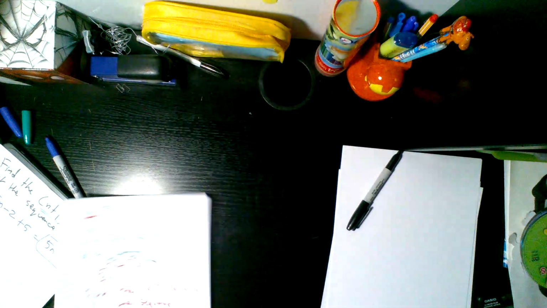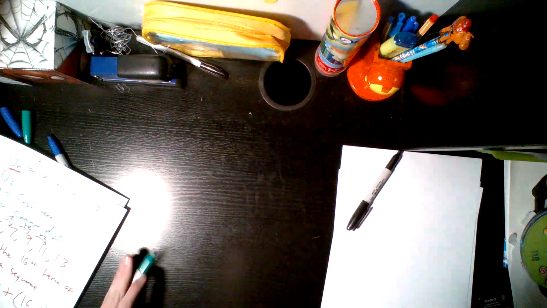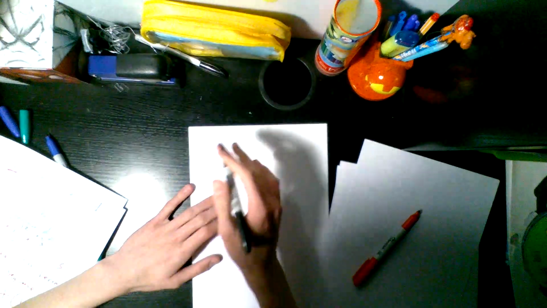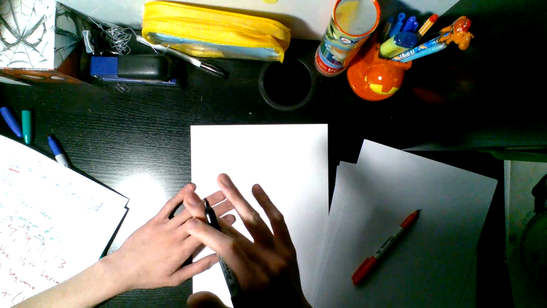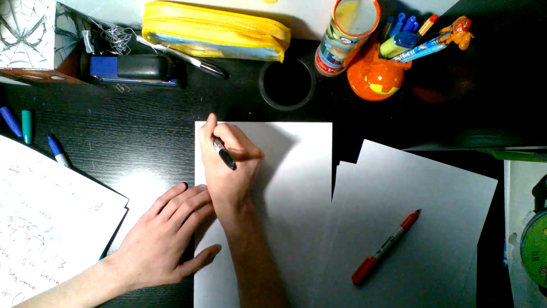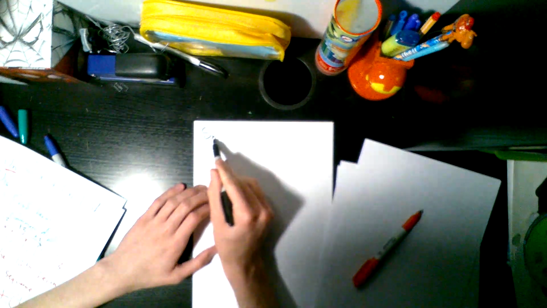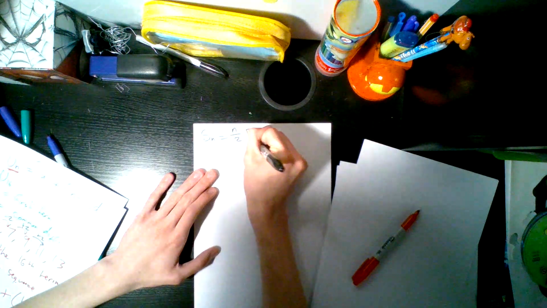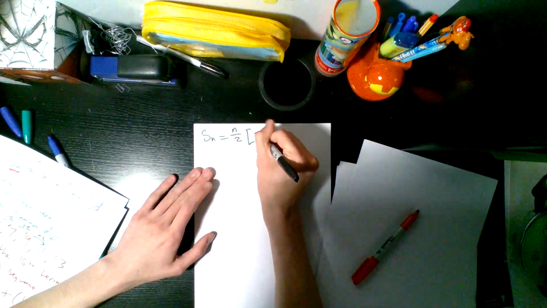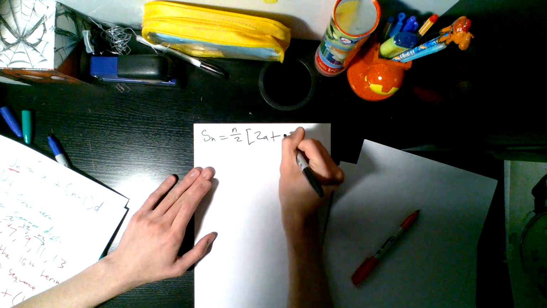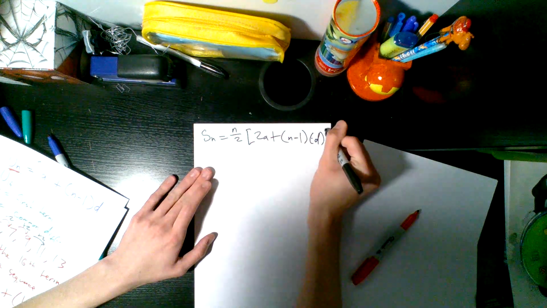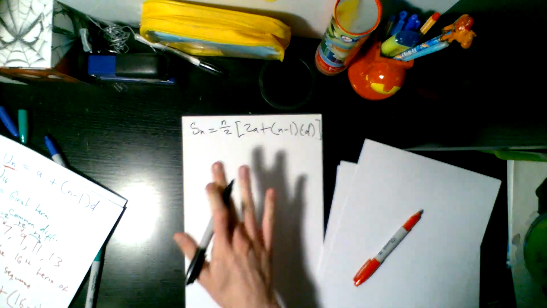Then the second thing is finding the sum of an arithmetic sequence. In order to find the sum, there's a formula you need to memorize. I think it might actually be given to you in the formula worksheet. So Sn, the sum, equals n divided by 2. If you don't understand this, wait, I'll explain in a moment. Times 2a plus n minus 1 times d. This is the sum of a sequence.